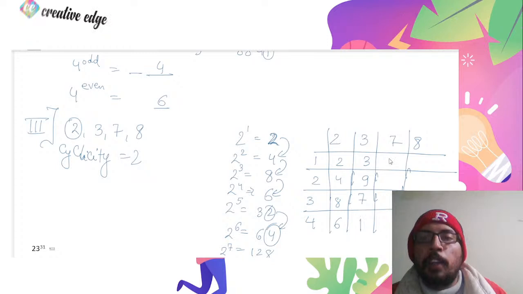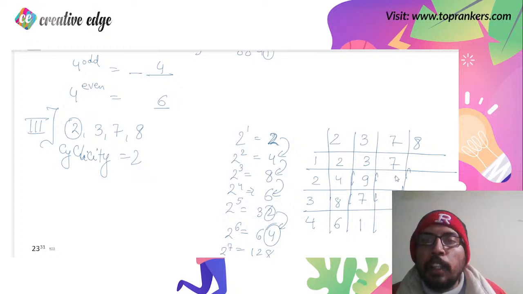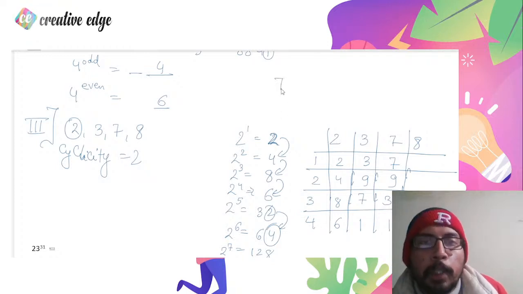7 to the power 1 is 7. 7 to the power 2 is 49. So that means unit place pe 9. 7 to the power 3 is 343. Unit place pe 3. And 7 to the power 4 is 2401. Unit place pe 1. So you must be wondering, do you need to remember 7 to the power 4?